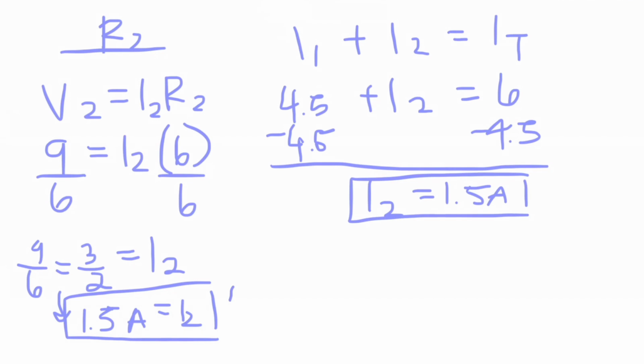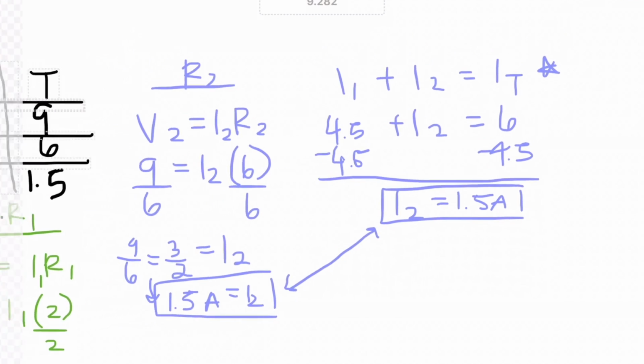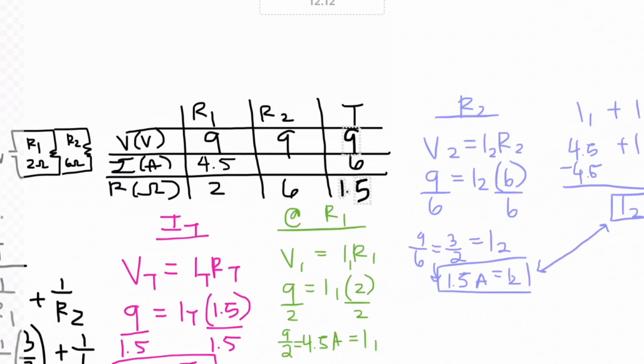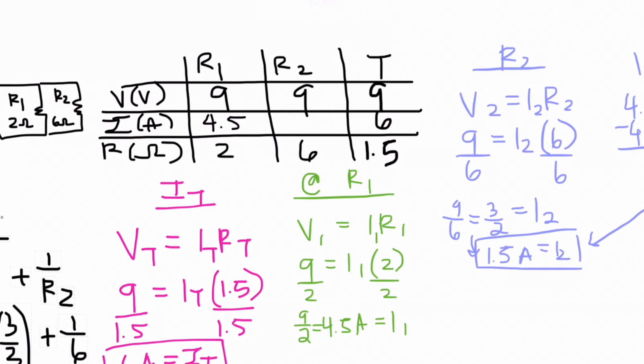And if you notice, this is exactly the same answer. I personally prefer this method, but it doesn't really matter how you do it. These are just options that you have. So now we can fill out the table and put in 1.5. If you notice, 4.5 plus 1.5 equals 6.